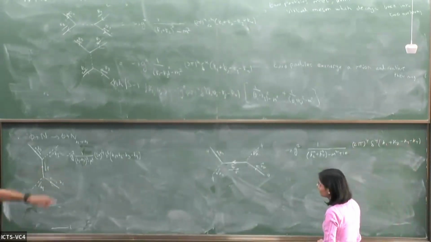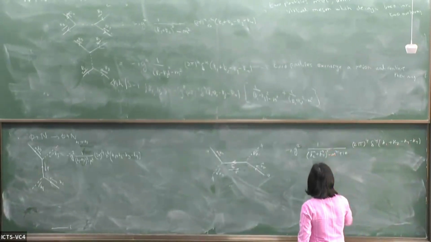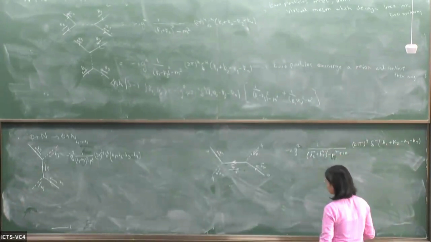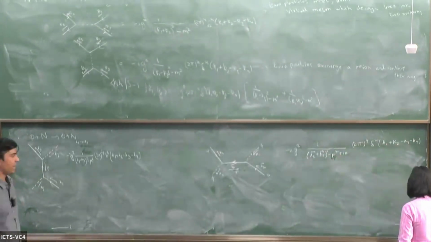Okay, good. It should be K1 plus K2 squared, and it should be minus mu squared because the particle that's propagating in the middle is this thing. Yeah? Okay, good. Excellent. So this is the other diagram.